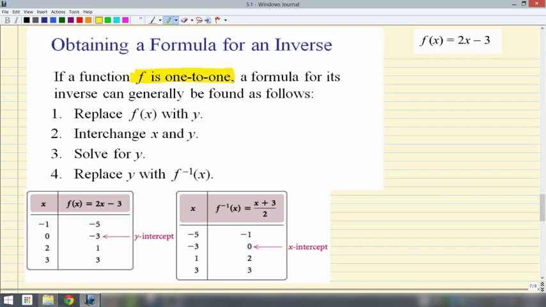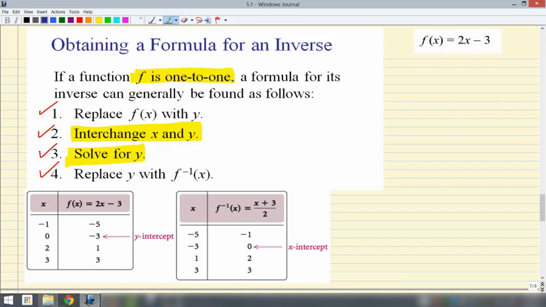How do you find the inverse formula for a function? These are the steps you take to find the inverse. First, replace f of x with y. Second, exchange x and y. Third, solve it for y, and fourth, replace your y with f to the negative 1 of x. Now the most important parts of this process are number 2 and number 3. Number 1 and number 4 are just relabeling things. Number 2 and number 3 are actually the tough parts to do, and so let's do this problem.